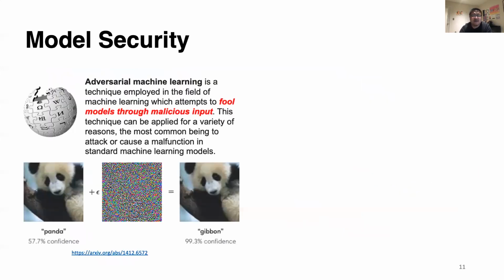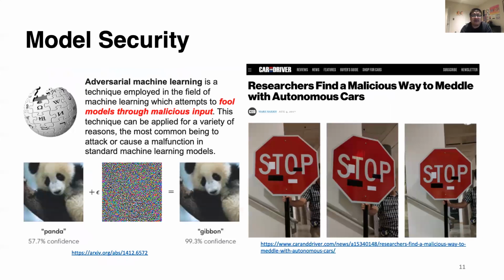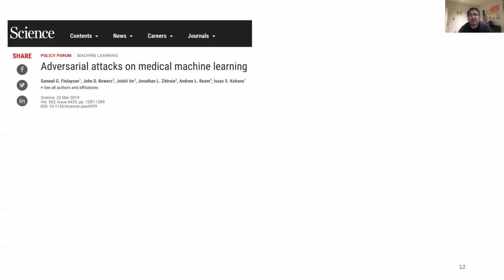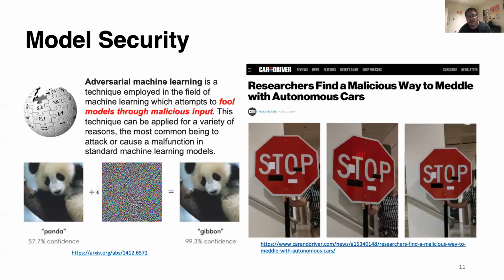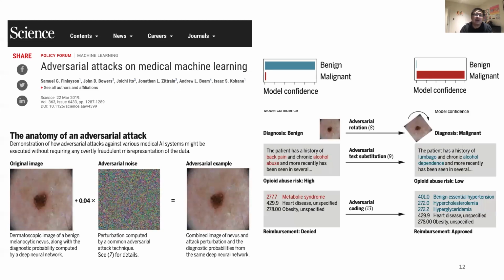And another thing is model security. We have seen adversarial attacks on images, which may cause a big threat to autonomous driving systems if you do an adversarial attack on traffic signs, let's say. But for biomedical data, there's a Science paper that also talks about that. We can deliberately change the patient's records, like in this case, to commit a medical fraud and let the algorithm pass the fraud check.